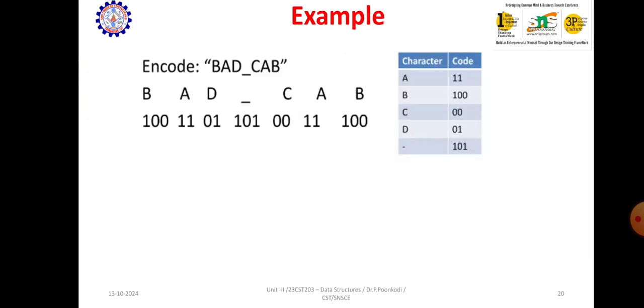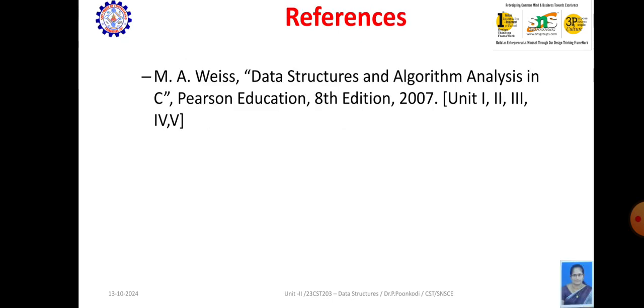Next we have to find out the encoding for BAD-CAB. For this, if I want to read B, what will be the code? 100, it is replaced here. Next A is 11, D is 01, hyphen is 101. C means again 00. A means 11. B is 100. This encoded word only will be transmitted over the net.